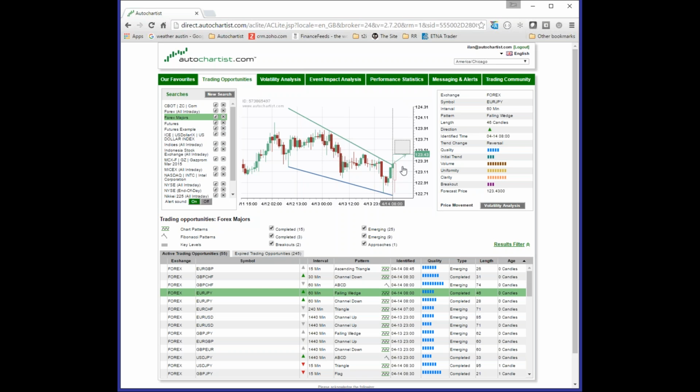It is not a measure of how much money you would have made. You're probably wondering, well, why don't you just tell us how much money you would have made using Autochartist? Well, there's a very important reason we don't do that.